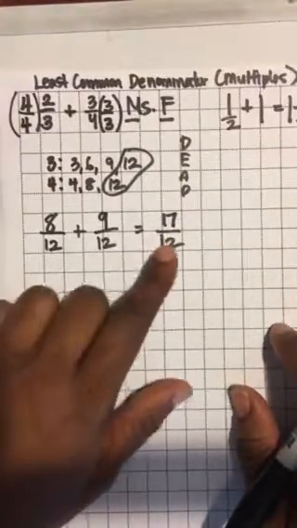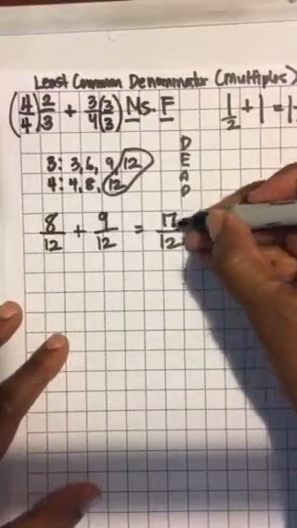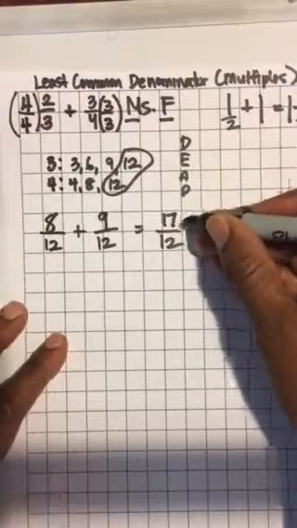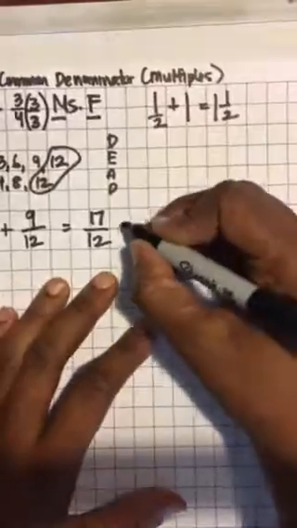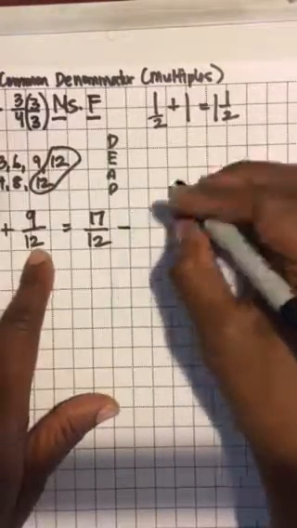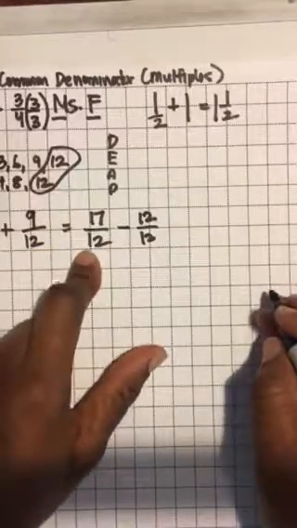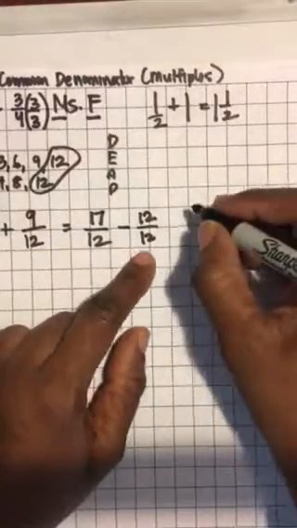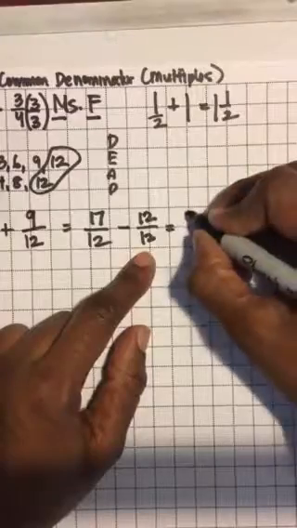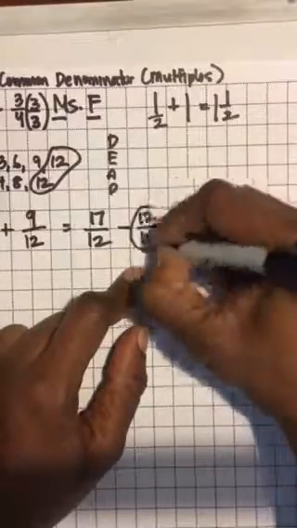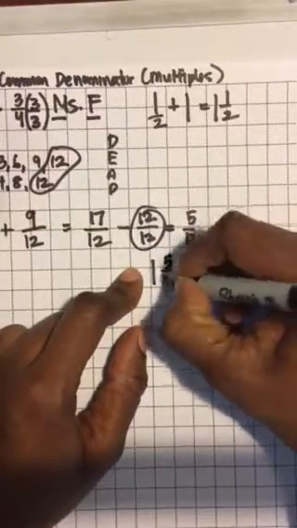17/12. Now that's an improper fraction because the numerator is greater than the denominator. So this is at least 1, which means I can take away that whole. The 12 tells me that I need 12 pieces to get to that whole. So 17/12 minus 12/12 gives me 5/12. So that's 1 and 5/12.